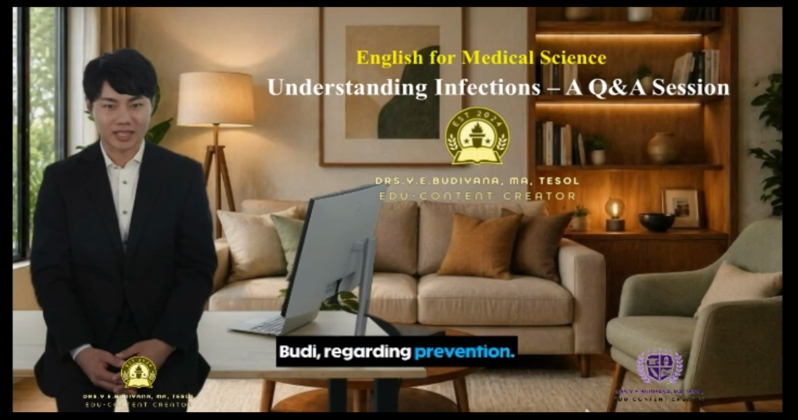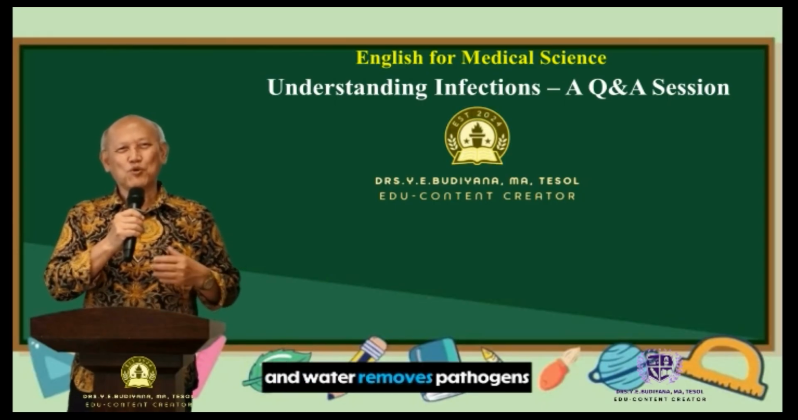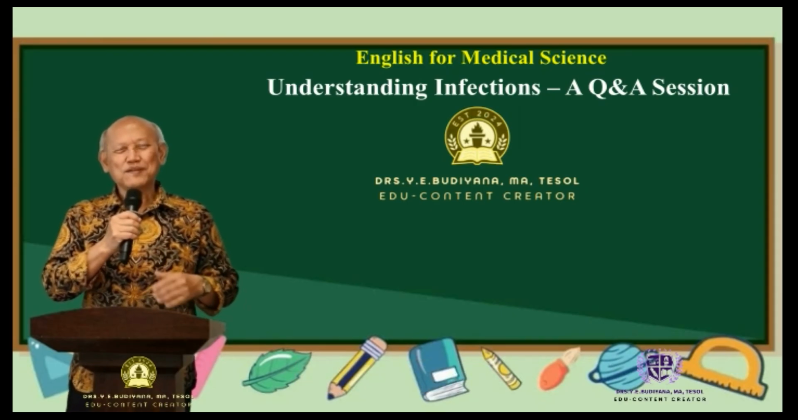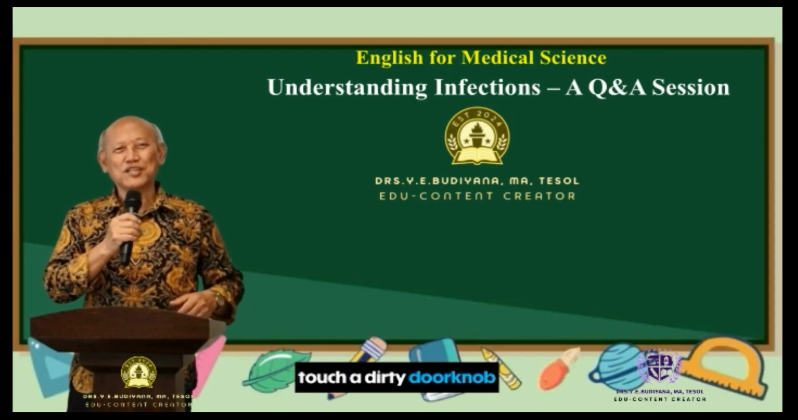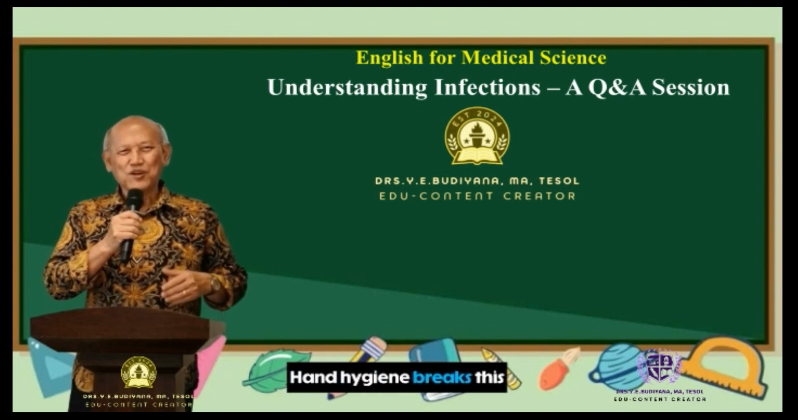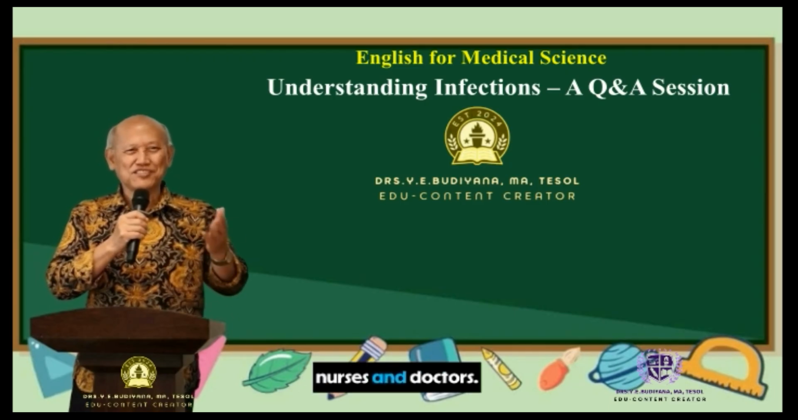Mr. Booty, regarding prevention, is hand hygiene really the most important method? Yes, Bob. Washing hands with soap and water removes pathogens from your skin. It stops indirect contact transmission. For example, if you touch a dirty doorknob and then touch your face, you can get sick. Hand hygiene breaks this chain. It is simple, cheap, and very effective for nurses and doctors.